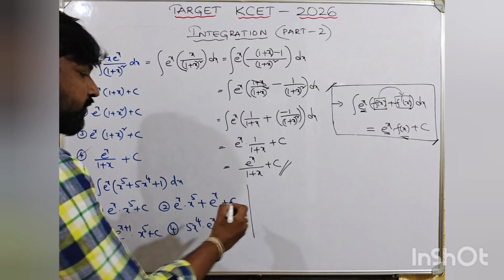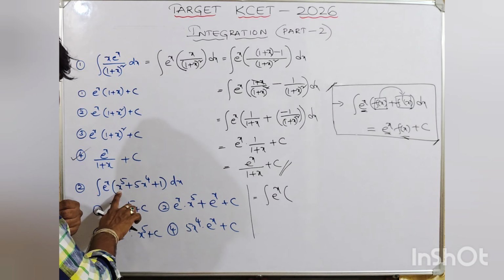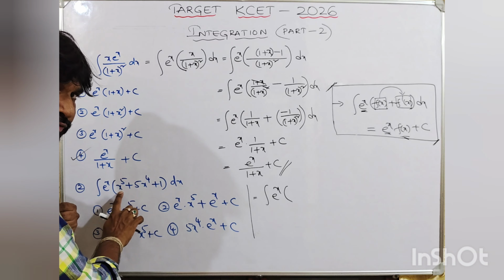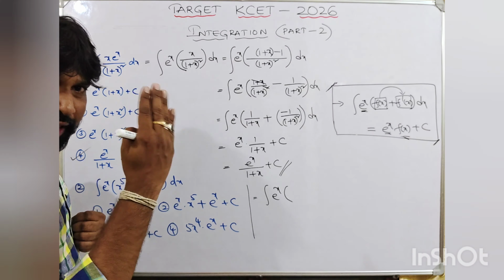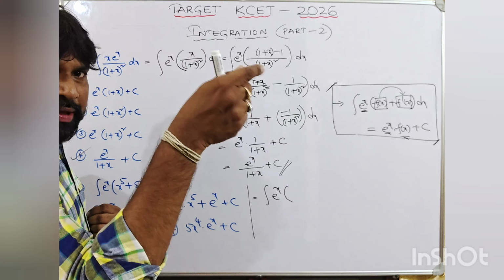So what to do for this question? This is equal to integral e power x into, let us observe, x to the power of 5 is there. What is the derivative of x to the power of 5? For x power n, the derivative is n into x power n minus 1. So x power 5 has derivative 5 into x power 5 minus 1, which is 4.